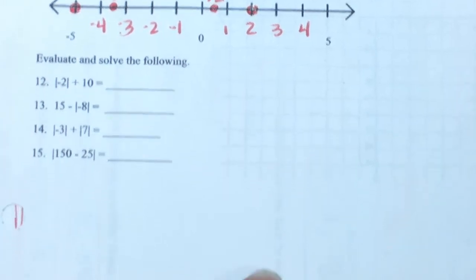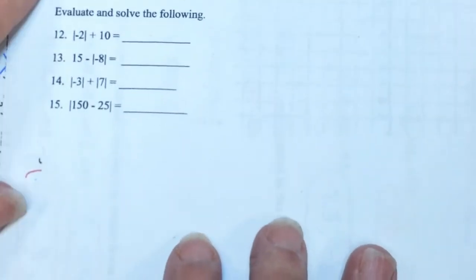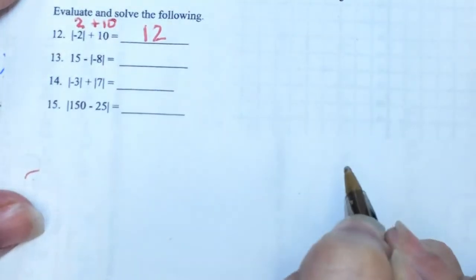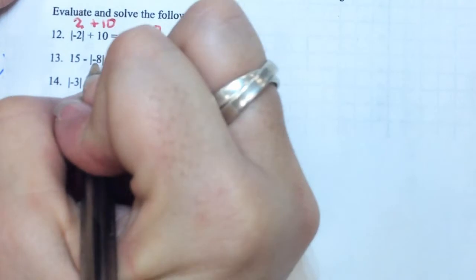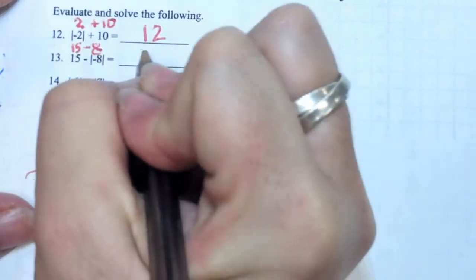Okay, on the next one, number 12. Now, be very careful on these. The absolute value of negative 2 is 2. Plus 10 is 12. The absolute value of negative 8 is 8. So 15 minus 8 is 7.